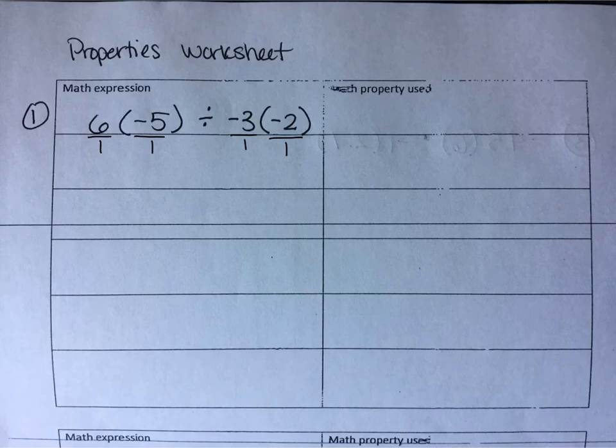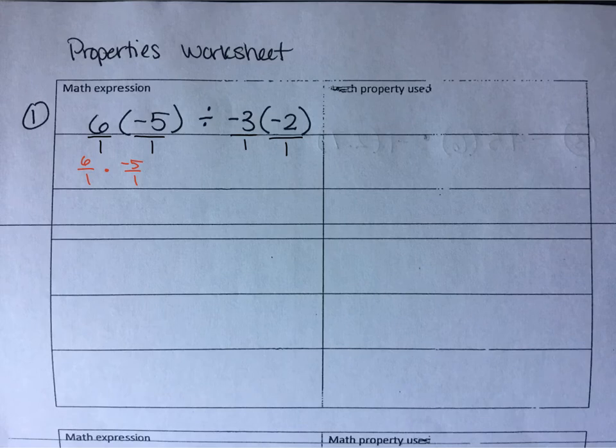Now, I'm not using up an entire box for this because it's technically not a property, so I don't want to waste a box. So now when we actually do the multiplicative inverse, the only thing we're going to change is that division, dividing by negative 3, or in this case, divided by negative 3 over 1. So I'm going to keep all the fractions the same, but when we get to that point in the expression, that is what I'm going to change. So let's keep it as 6 over 1 times negative 5 over 1.